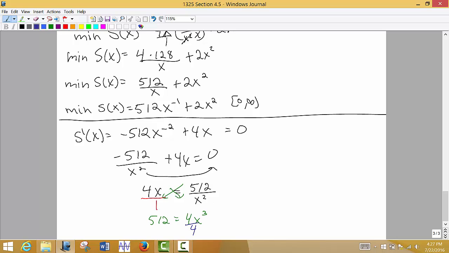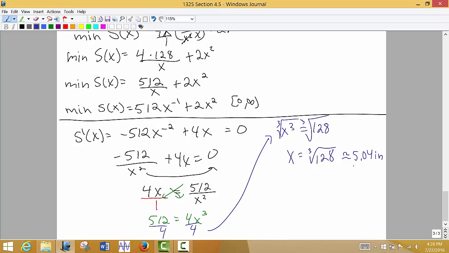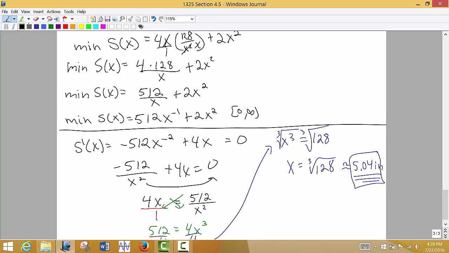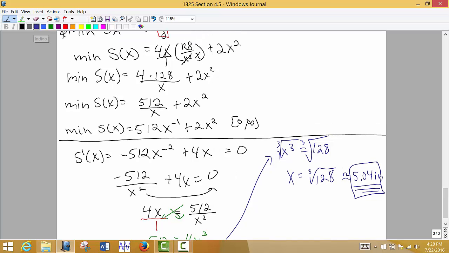Now I can divide both sides by 4. So let's see what we get here. We get x cubed equals 128. And then I'm going to take the cube root of both sides. So I get x is equal to the cube root of 128. And that turns out to be approximately 5.04 inches, rounded to the nearest 2 decimal places. All right, so our solution, 5.04 inches.